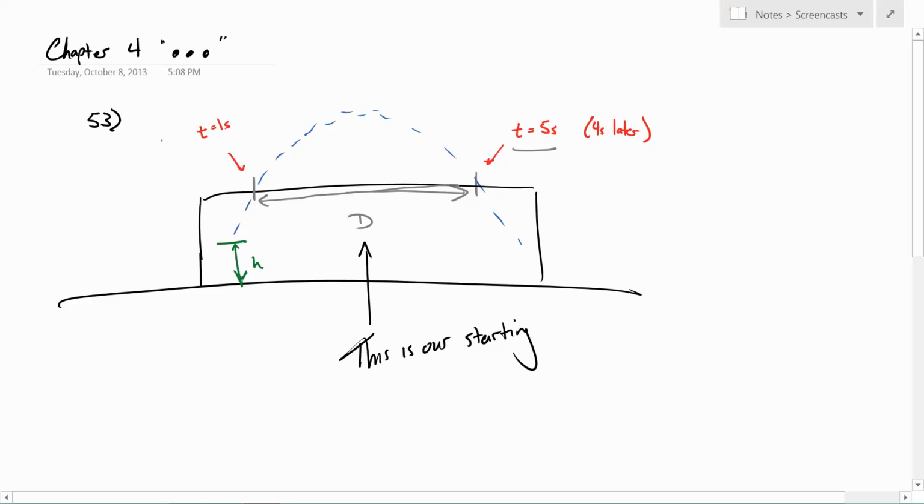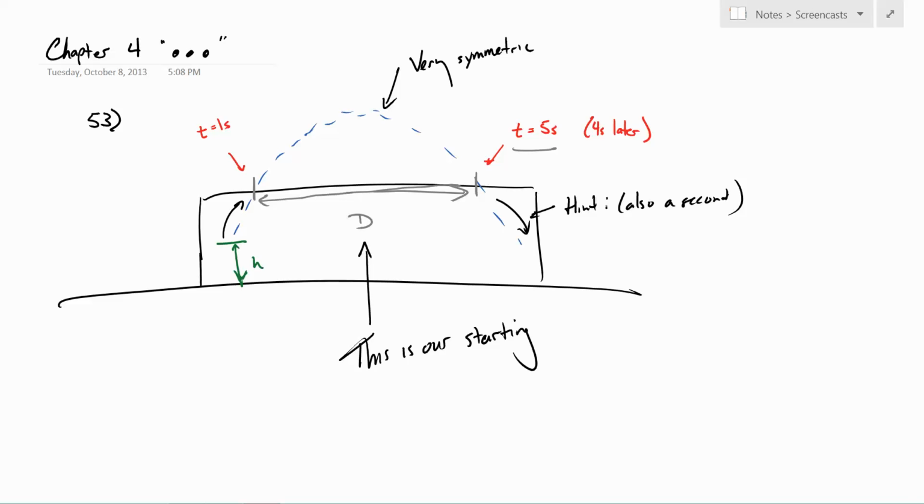The other thing to notice is that projectile motion is very symmetric. So if it took 1 second to go from H to the wall on this end, guess how long it's going to take on this end. Hint, also a second. Anyway, that's, I think, enough to get started there. This problem, if you do it in order, works out very well.